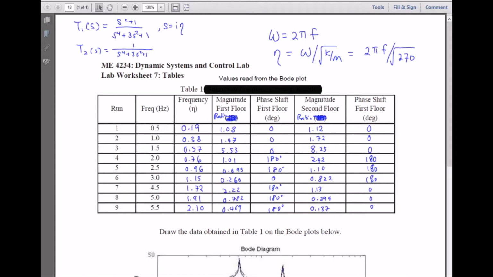I have a transfer function, T1 and T2, and we introduce another frequency called eta. Eta is a normalized frequency, where eta equals omega divided by the square root of k over m. Why do we use this?